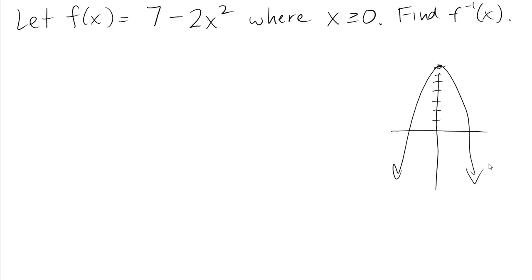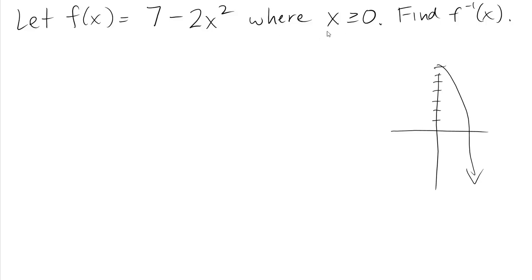So something like this. That is definitely not 1 to 1. But we're not looking at the entire graph. We're only looking at the piece where x is greater than or equal to 0, which is this piece on the right. This piece on the left isn't in our domain. That part of the graph is 1 to 1. And so we can find the inverse of this function with this domain restriction.